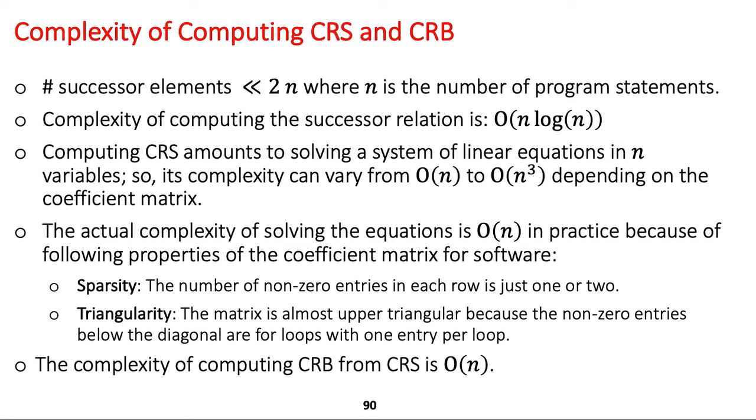So to summarize the complexity of CRS and CRB, the main thing to keep in mind is the number of successor elements is at most 2n, where n is the number of program statements. Computing the successor relation is n log n, and solving the system of equations, because of the structure of the matrix, is order n.